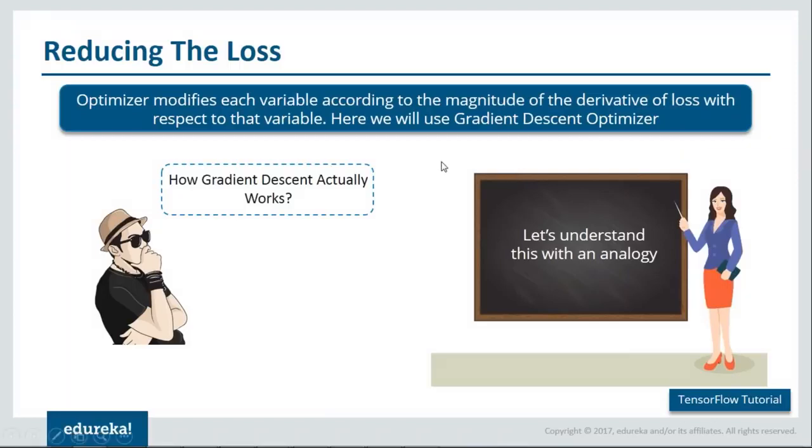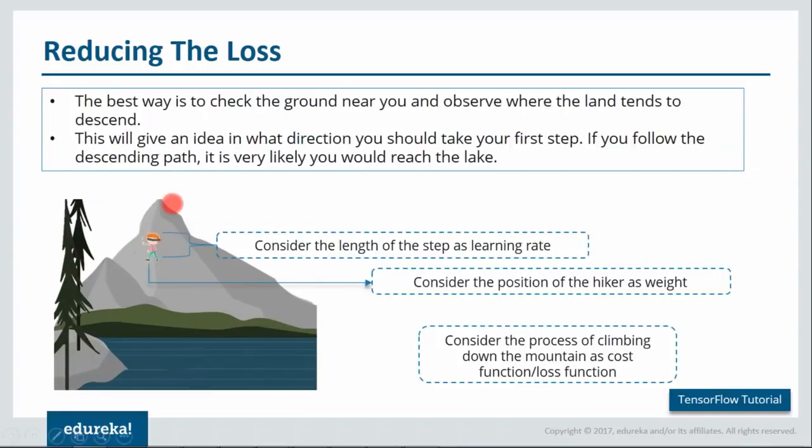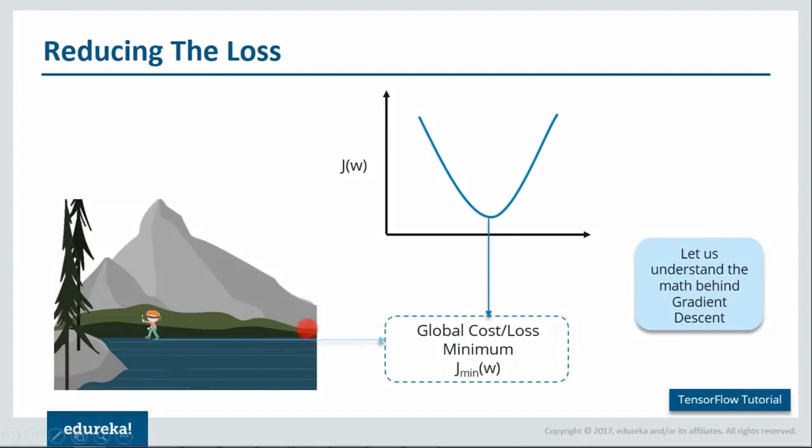So here we'll use the gradient descent optimizer. Let us understand this with an analogy. Suppose you are at the top of the mountain and your task is to reach the lake, which is present near the valley. And the catch here is that you are blindfolded. How will you approach this task? One way is to observe the ground near you and move in the direction where the land tends to descend. Consider every step that you take as learning rate and the position as weight. The whole process is called the loss function. When you reach the lake, consider that point as the global loss minimum.